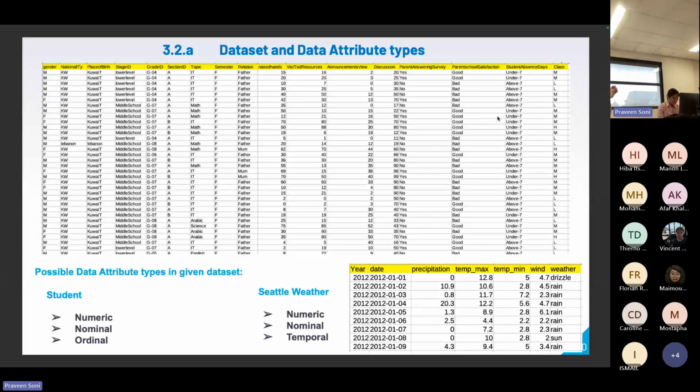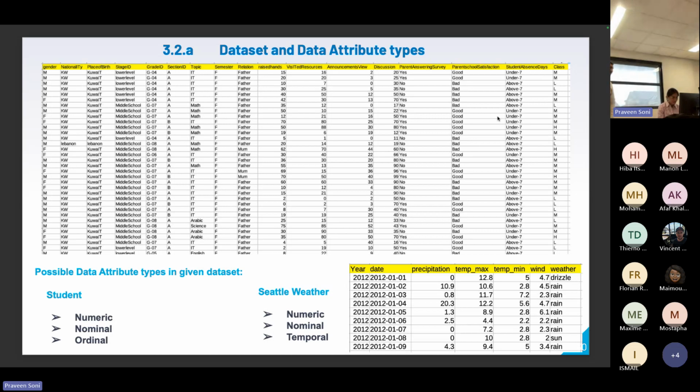Okay, so we will not waste much time. So 17 data attributes are present. You can see it very simply: 1, 2, 3, 4, 5, 6, 7, 8, 9, 10, 11, 12, 13, 14, 15, 16, 17.